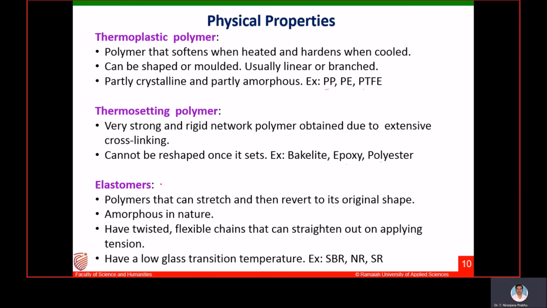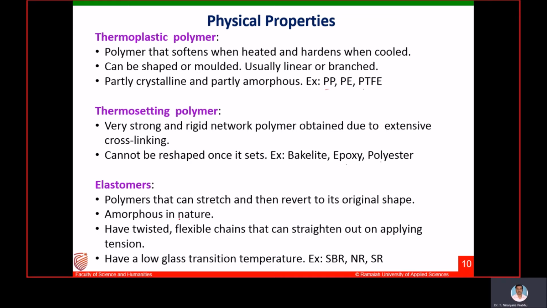Now, the third class among these polymers is elastomer. Elastomers can stretch and then revert to their original shape. A simple example is a rubber band. You apply force and stretch it, and it will elongate several times its original size, depending on the applied force. If you release the force, again it will go back to its original size. So that rubber band is an elastomer. Polymers that can stretch and then revert to their original shape upon removal of force are called elastomers.